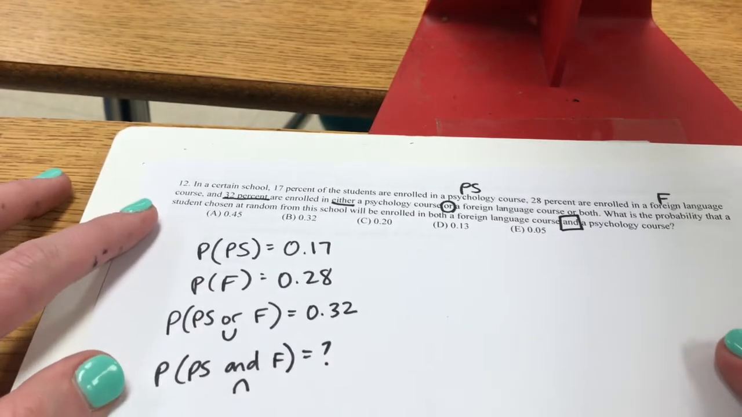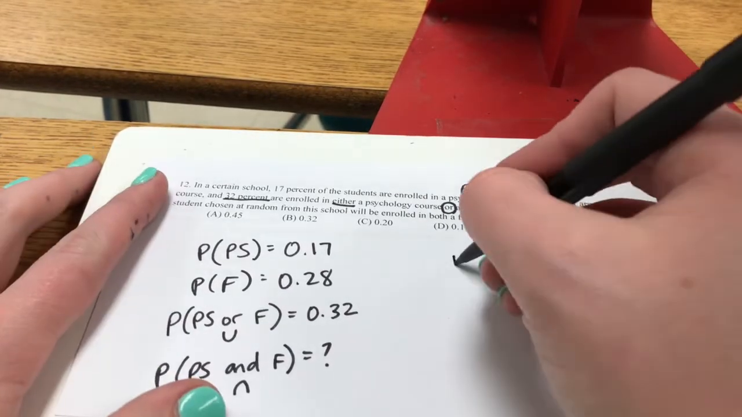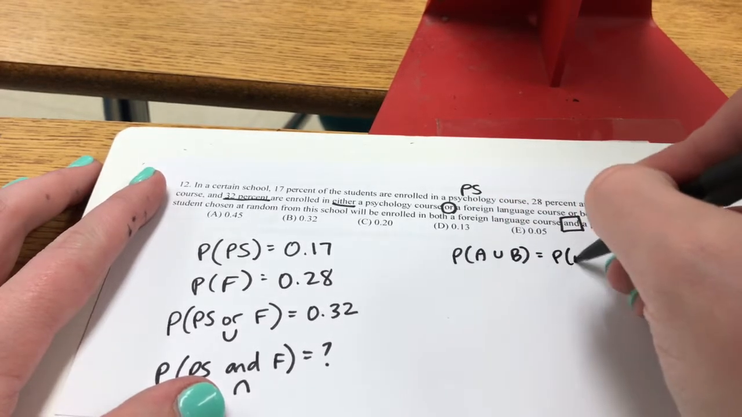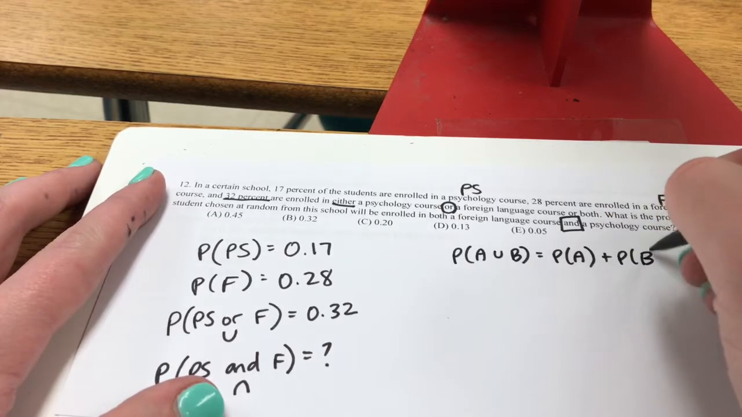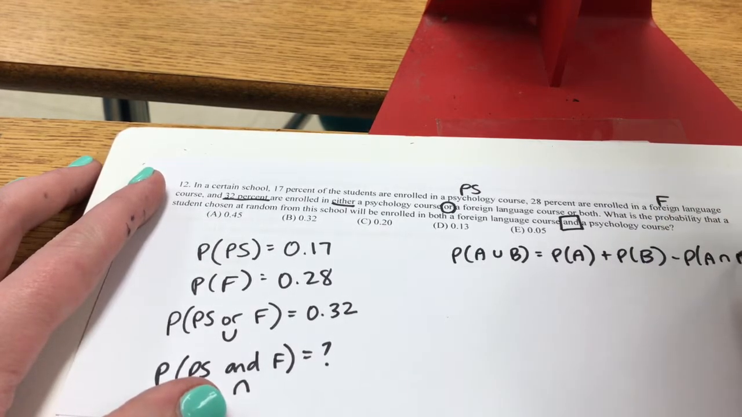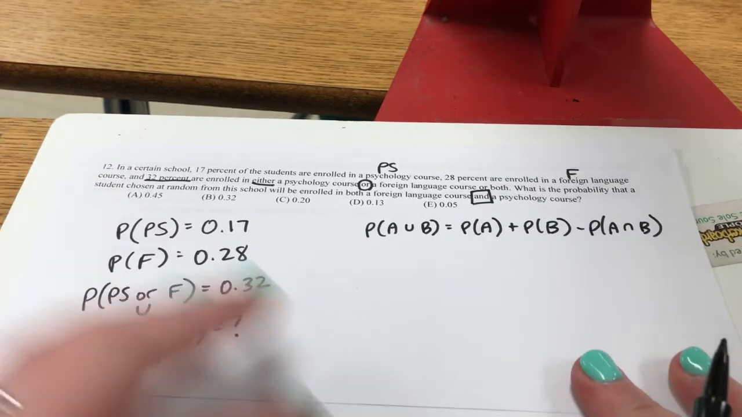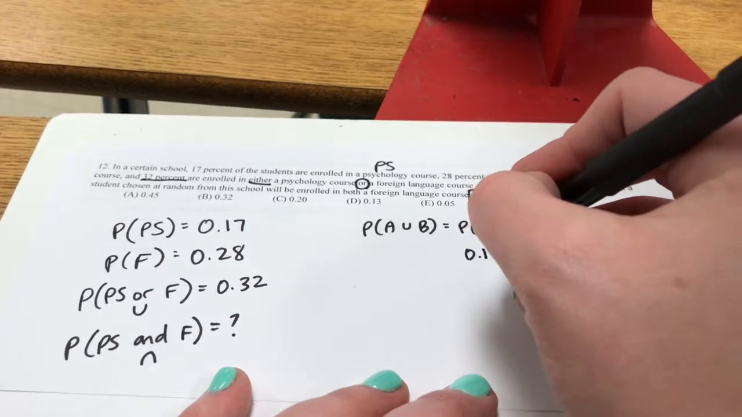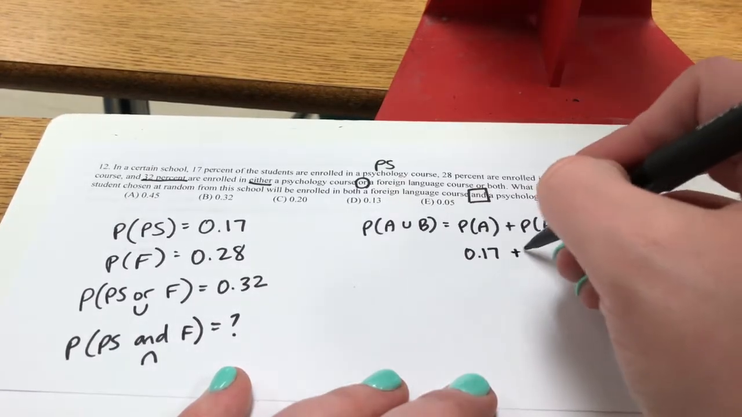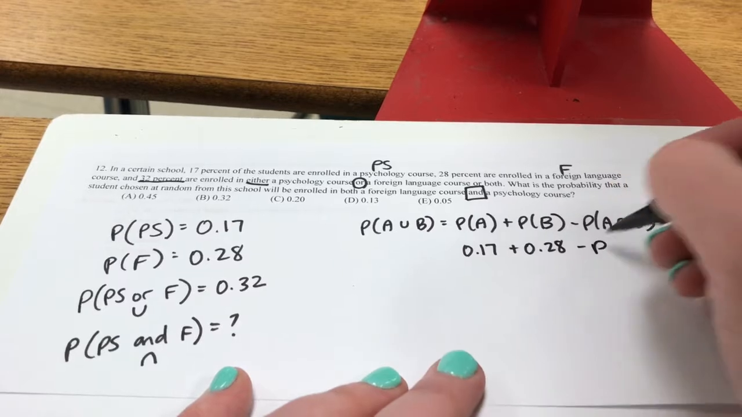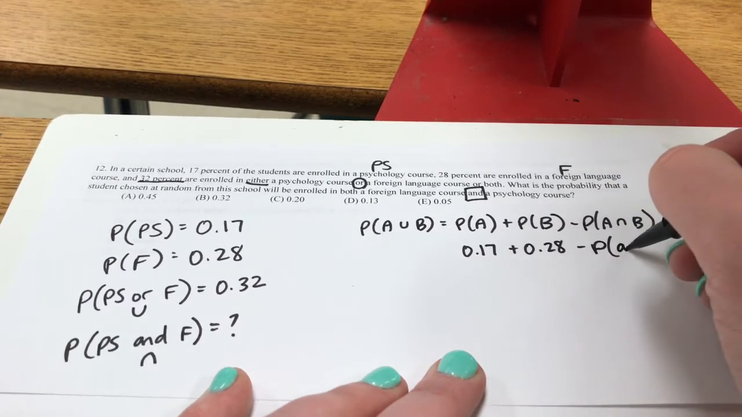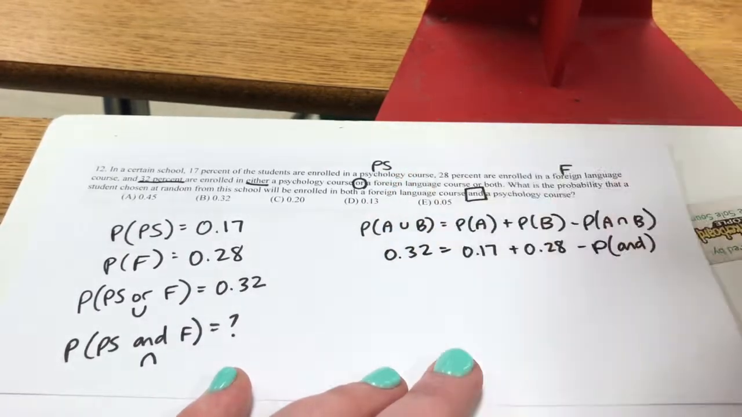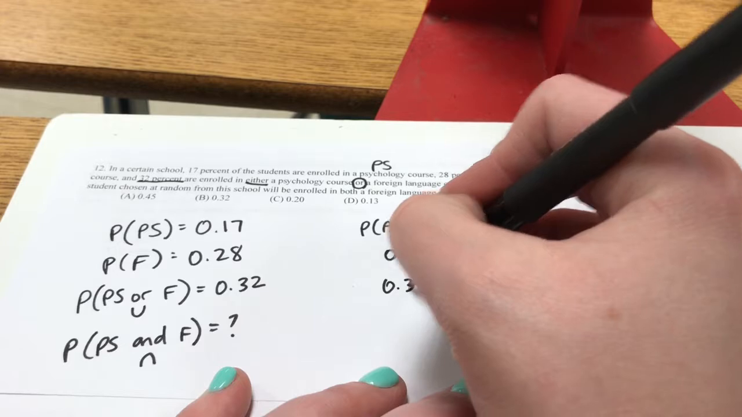Okay, if you look at your formula chart, there's a formula that uses all of these options. It's the probability of A or B equals the probability of A plus the probability of B minus the intersection probability of A and B. Now it's giving us this in a slightly different order, but we have all those pieces. So I'm just going to call A psychology, so this is our 0.17. I'm going to call B foreign language. I don't know the and, that's the whole point, that's what we're trying to find. And the or was the 0.32. From there, we should be able to handle that.